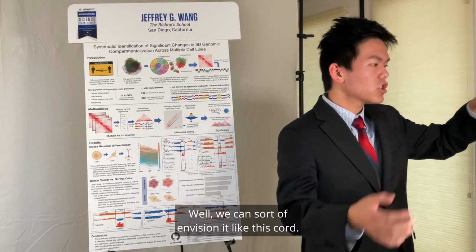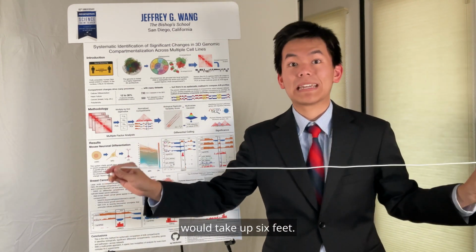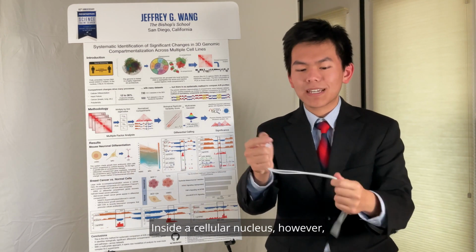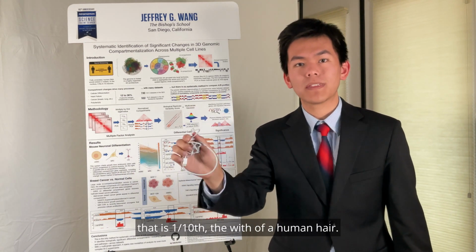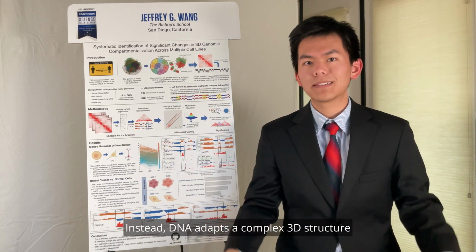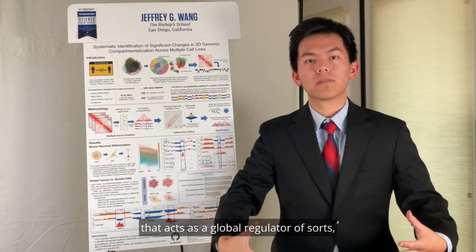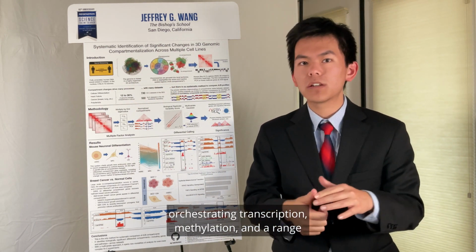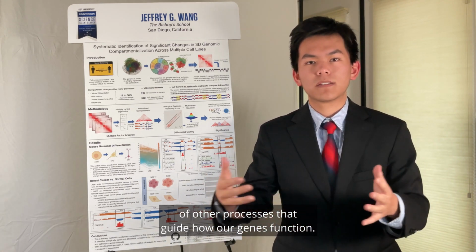Well, we can sort of envision it like this cord. If fully stretched, the DNA in a human cell would take up 6 feet. Inside a cellular nucleus, however, it is compacted and smushed into a space that is 1/10 the width of a human hair. Obviously, this isn't done arbitrarily. Instead, DNA adopts a complex 3D structure that acts as a global regulator of sorts, orchestrating transcription, methylation, and a range of other processes that guide how our genes function.